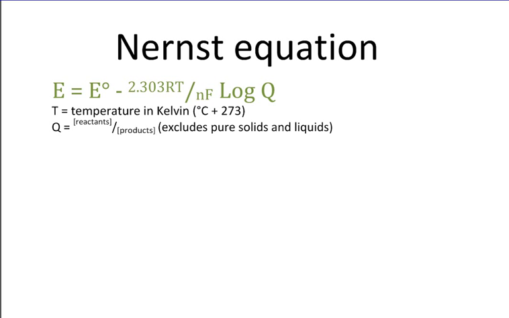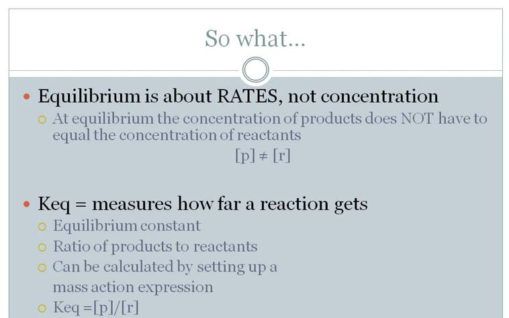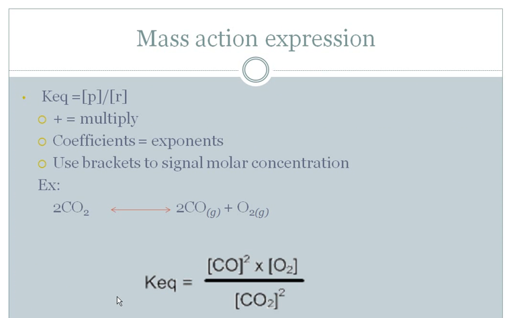What the what? A mass action expression. A mass action expression is a ratio of the products to the reactants, and it can be calculated by setting up products divided by reactants. So in a reaction, anywhere you see a plus sign, we're going to multiply. Any coefficients are going to become exponents, and we're going to use brackets to symbolize the concentration of whatever it is we're talking about.